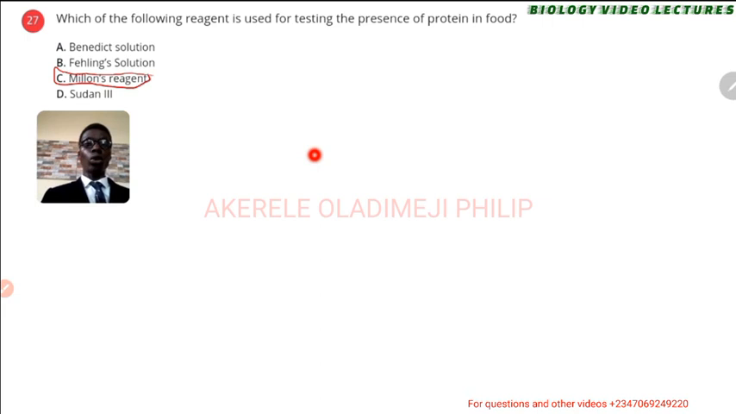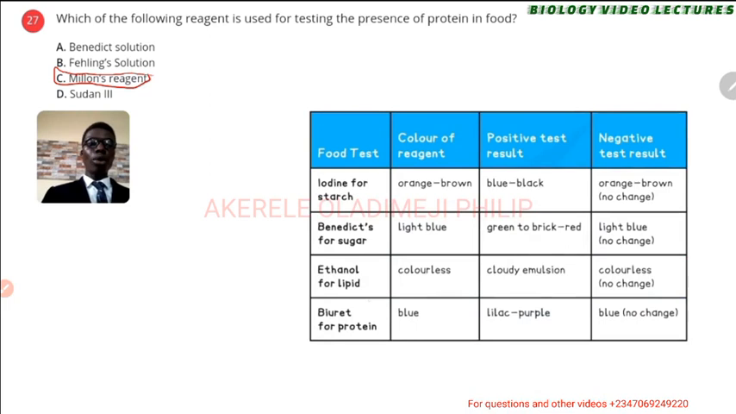Now, please hear this. Millon's reagent is being used, but it's not specific enough like this other one I'm showing you here. Biuret is specific for testing for proteins and amino acids in a food substance. So I want you to pause the video here to see some of this test. It's self-explanatory. See what happens. A positive test means it is present. A negative result means it is absent, so to say.